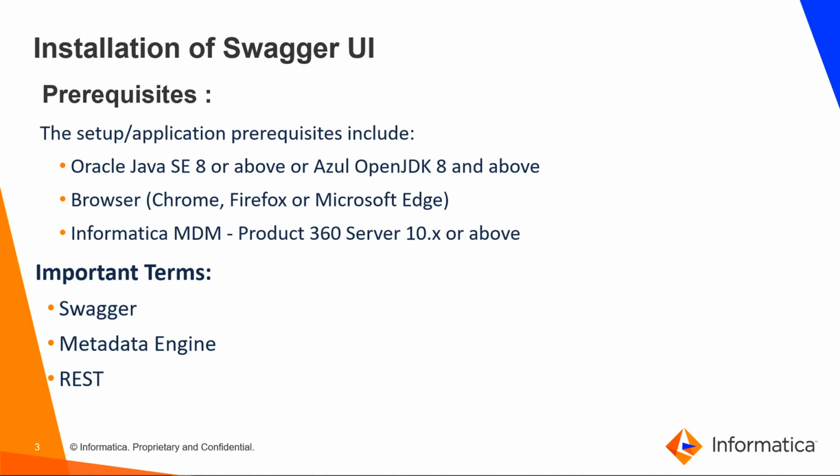Before installing Swagger UI, we need to know the important terms in Swagger UI, that is Swagger. Swagger is an open source software set of tools to design, build, document and use RESTful web services developed by SmartBear software. Then we have a metadata engine. Metadata engine is a Java-based dynamic REST API builder for Product 360 functionalities of list API and meta API component using the repository data. Then we have a REST. REST is an architectural style for providing the standards between computer systems on the web, making it easier for the systems to communicate with each other.